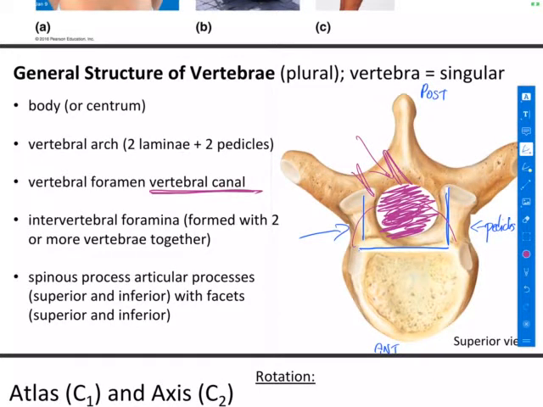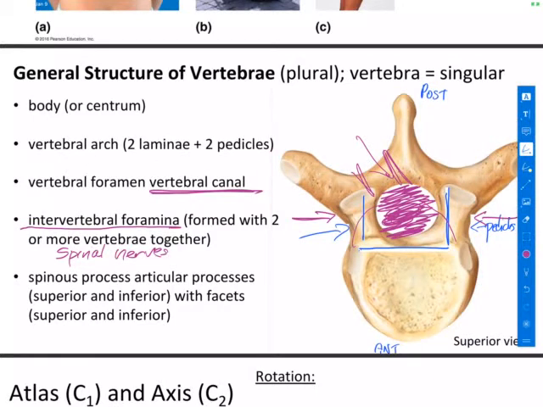Okay, I did cover the intervertebral foramina. There are these holes on the side when you stack 2 or more vertebrae on top of one another. And they're the holes through which the spinal nerves exit the spinal cord.